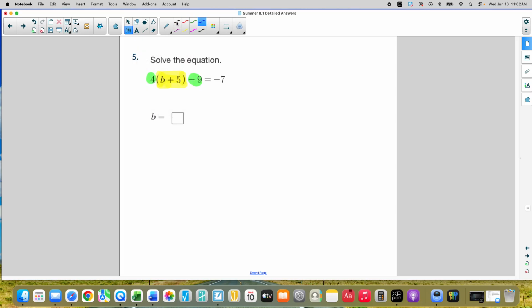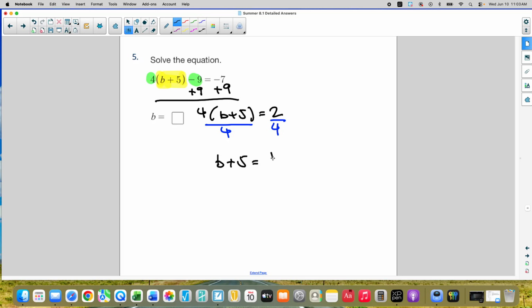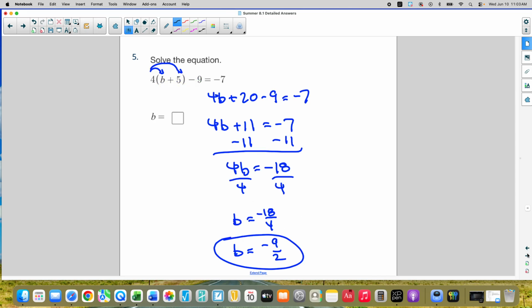So I can add 9 to both sides, giving me 4 times the quantity b plus 5 equals 2. -7 plus 9 is 2. And now I can divide by 4, leaving me with b plus 5 equals 1/2. And then once I get rid of that 4, Chewbacca goes away. And I can subtract 5, giving me b equals -4 and 1/2, which is the same as -9/2.